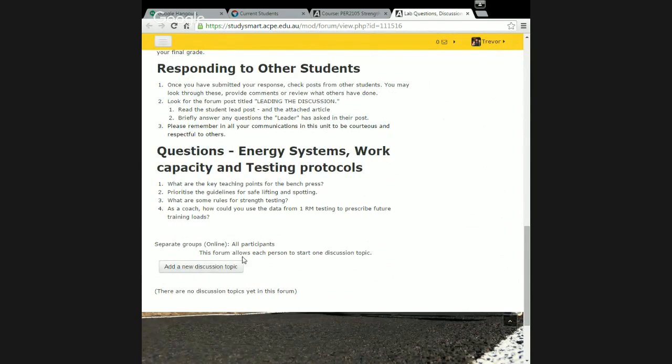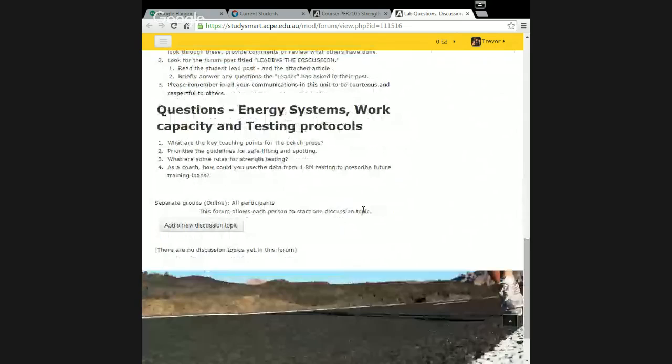So you just need to have a look at those. What are the key teaching points for the bench press? Prioritise the guidelines of safe lifting and spotting. What are some rules for strength testing? As a coach, how could you use the data from a 1RM test to prescribe future training loads? So that's what you need to deal and respond to. Okay.